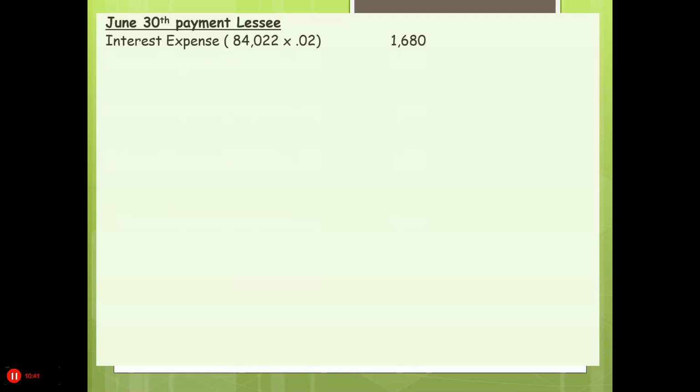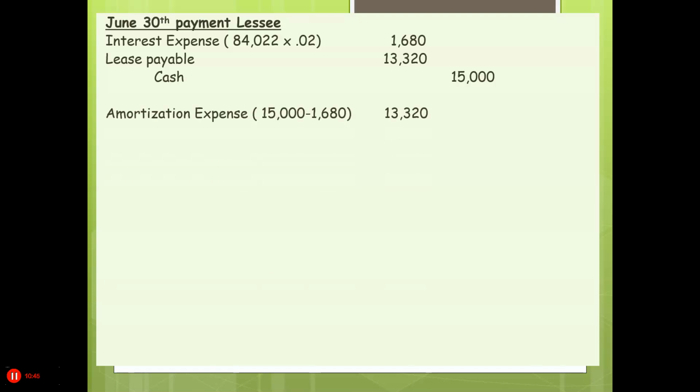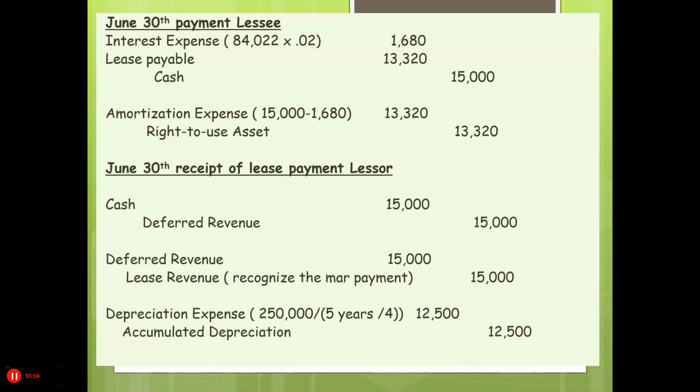Now, what about our June 30th payment? We'd go through the same thing. We'd have interest expense, cash, lease payable, and amortization expense, right-of-use, which remember is always the same amount as the lease payable when you're doing your homework.